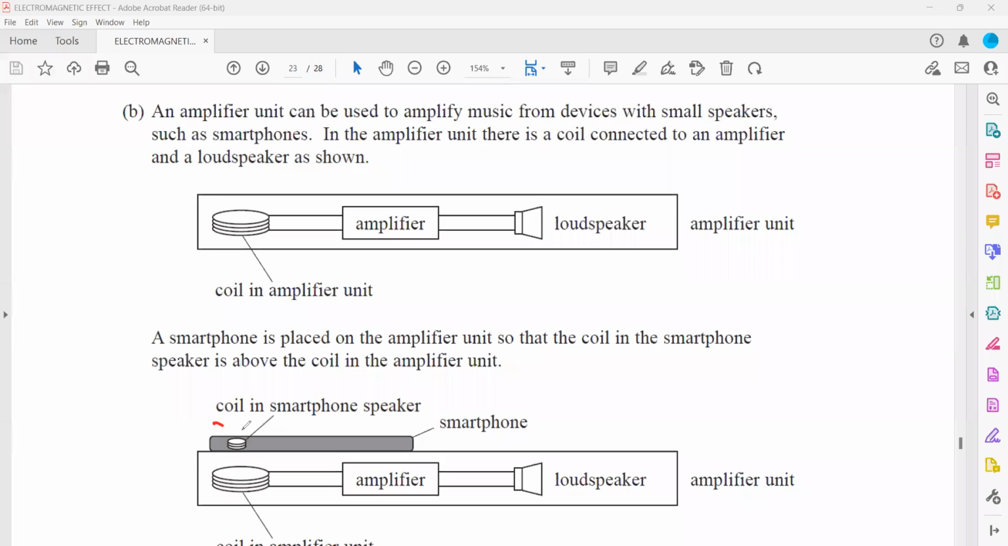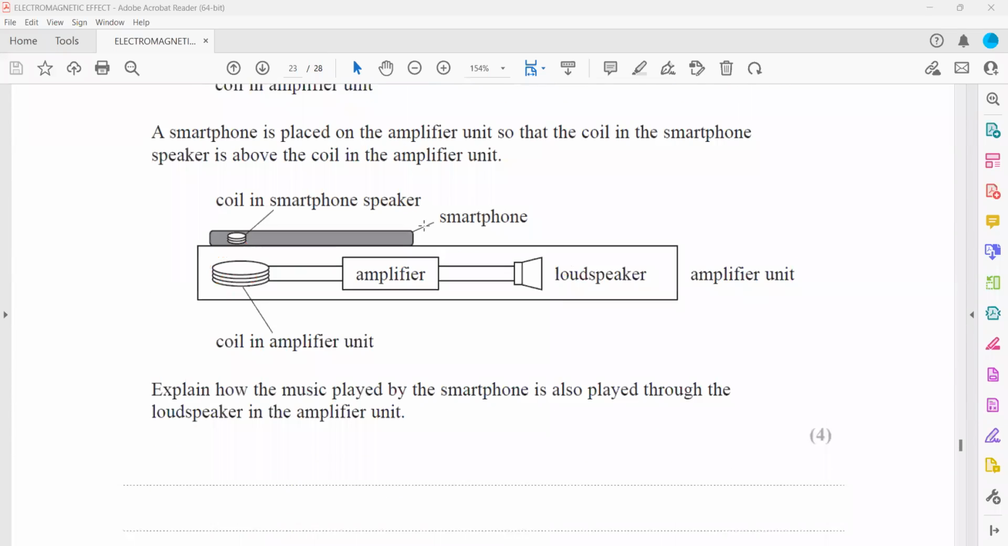So what happens? There's a current in the smartphone coil, the speaker. When there's a current, there is a magnetic field around this coil. The amplifier coil is in the magnetic field of the smartphone coil. Because the current is continuously changing, there's a continuous change in magnetic field, and that change produces an EMF and current, and the amplifier unit increases that current and produces a loud sound. So it is like the working of a transformer.